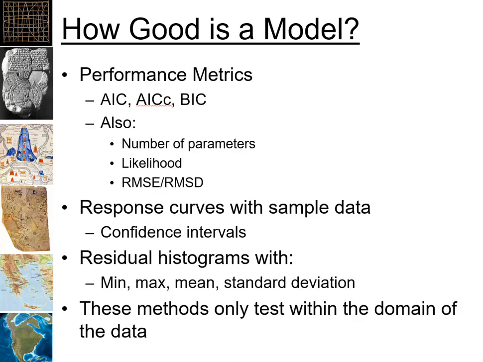Okay, so when we really start looking at how good is a model, especially when we're looking at it against a particular data set, there's a series of performance metrics which we'll start talking about. AIC is by far the most common. You need to know about it. You need to know some of the elements of AIC, like number of parameters and likelihood. We'll also talk a little about root mean squared error. Response curves with sample data are something you will see over and over again in this class. And part of what you'll get out of this class is being able to look at a response curve and really quickly identify what's going on with it.